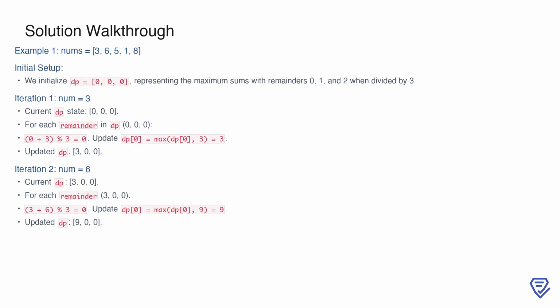To solve this problem, we start by initializing an array dp with 3 zeros. Each index in dp corresponds to the maximum sum we've calculated so far, where the sum leaves a remainder of 0, 1, or 2 when divided by 3.